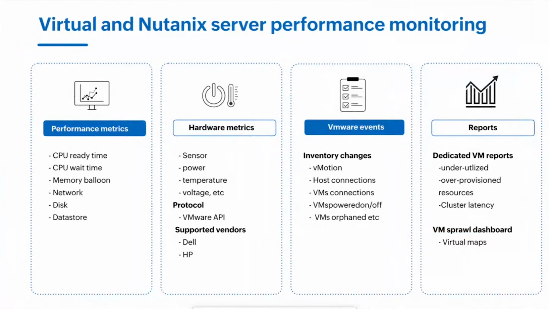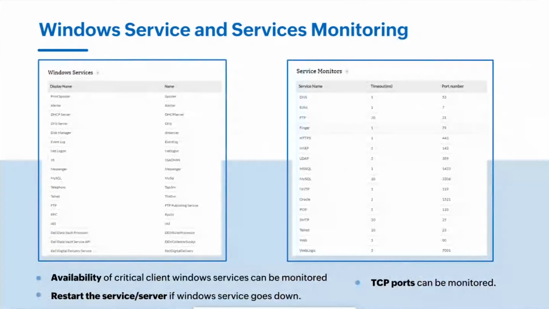Moving on, services and Windows service monitoring. Any Windows service that runs in the background or any particular service can be monitored with this monitor. In case those Windows services go down, you can automatically restart the service or restart the entire server with the help of OpManager MSP's Windows Service Monitoring. And then we have service monitors that are nothing but TCP port monitors. The main difference between Windows Service and Service Monitor is that Windows Service is running on the server directly, whereas the Service Monitor is going to check the TCP port availability, check if the particular service is up or down, and alert you accordingly.